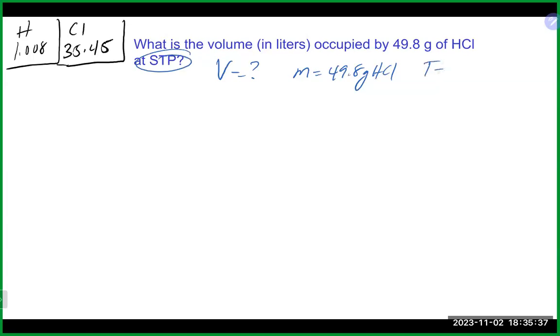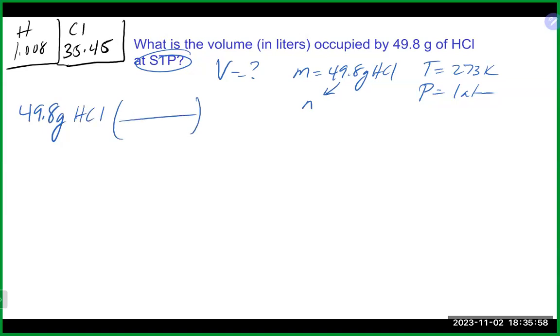So once again, that is a temperature of 273 Kelvin. It's also a pressure of 1 atmosphere. We can get to moles here using the molar mass from the periodic table. So maybe we'll do that up front, 49.8 grams of HCl. Using the molar mass, it looks like it is 35.45 plus 1.008. It would be 36.46 grams per mole of HCl. That'll get us 49.8 divided by 36.46, 1.37 moles of HCl.